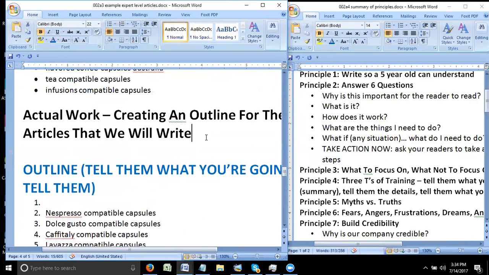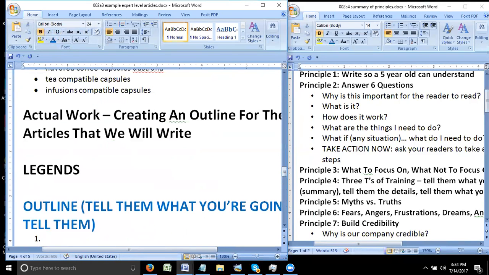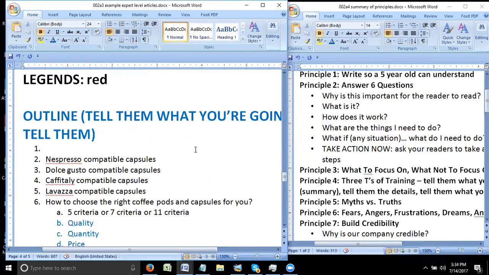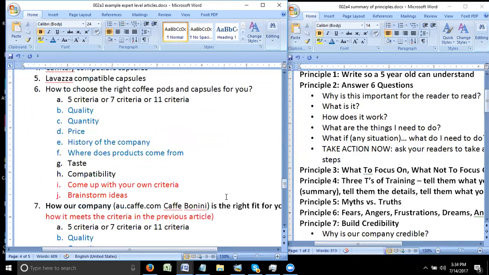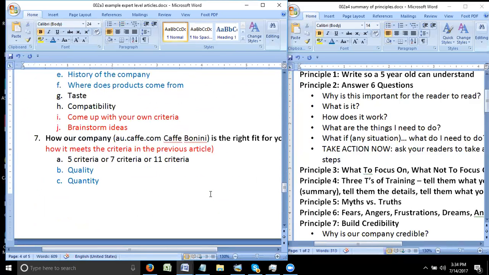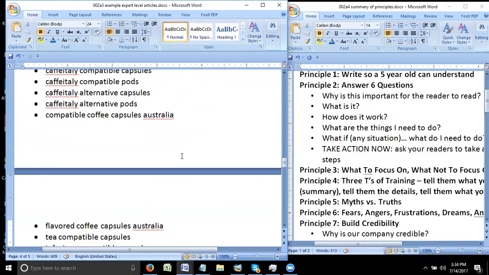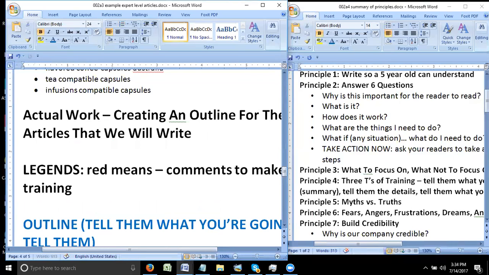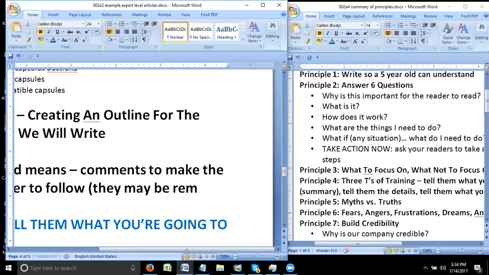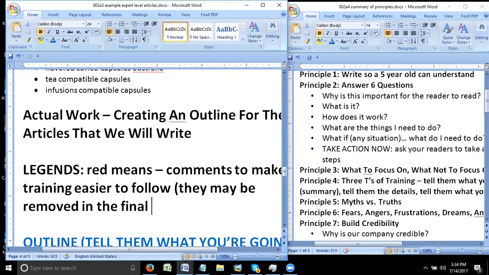And I might as well put here the legends. Red means, I forgot, oh yeah, it's the comments. Red means it's the comments to make the training easier to follow. They may be removed in the final version.